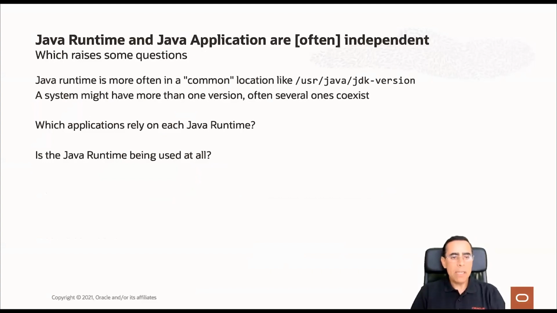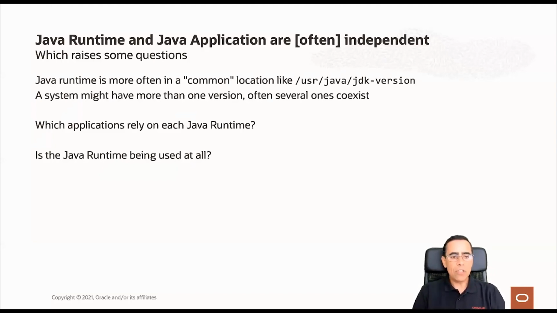Having the runtime be independent of the application does raise some issues. It is common to have a system-wide Java runtime meant to be used by many Java applications that run on that system. What's more, it's not one version that is normally installed, but usually several versions. You might have JDK 8, 11, and 16 installed right next to each other.